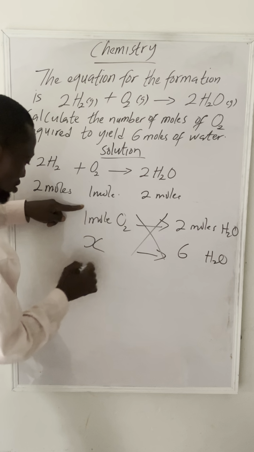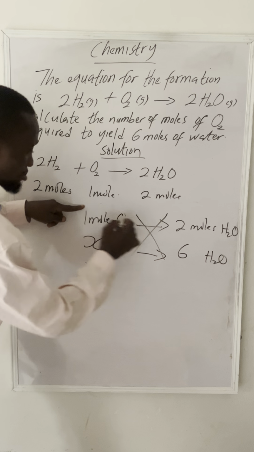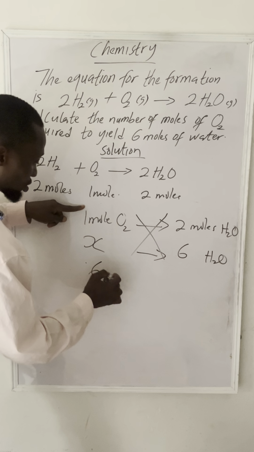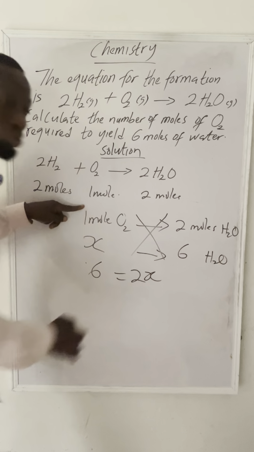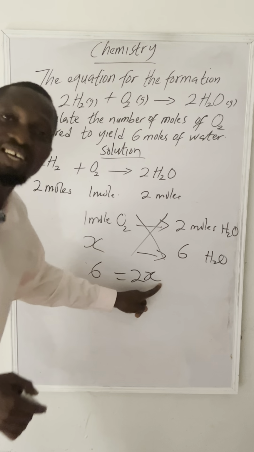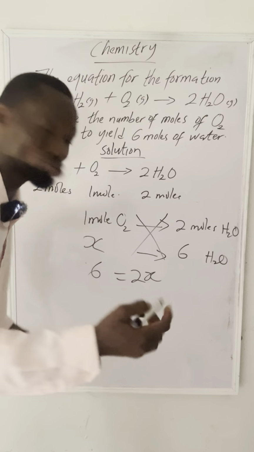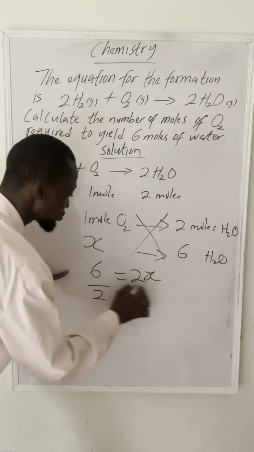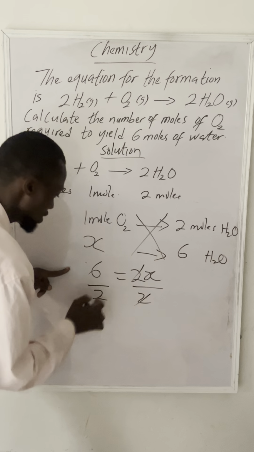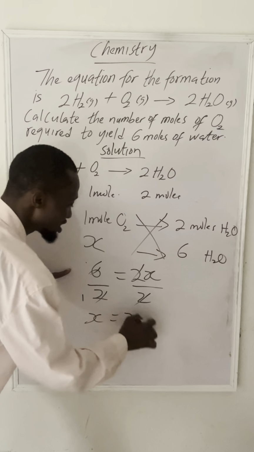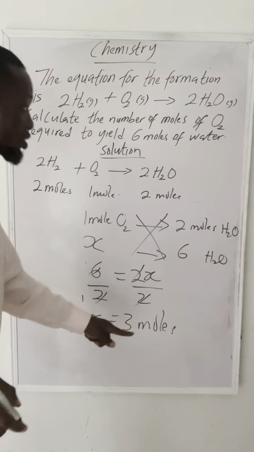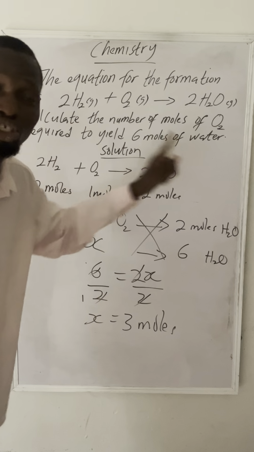1 times 6 will give us 6, equals x times 2, which gives us 2x, right? But we need x. What is disturbing x? 2. So divide both sides by 2. So 2 cancels 2, and x equals 6 over 2, which is 3 moles. So 3 moles of oxygen is required to yield 6 moles of water.